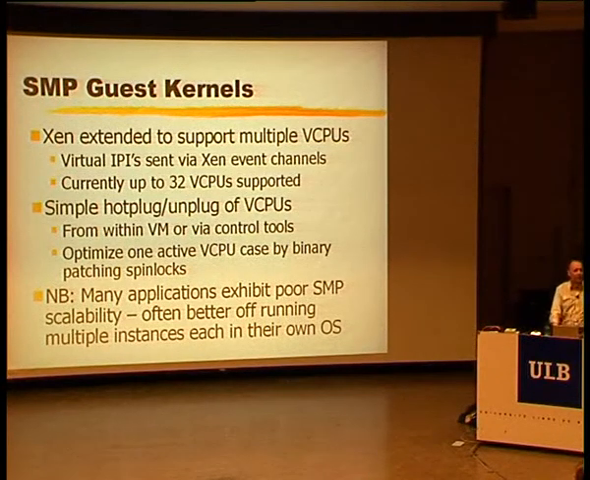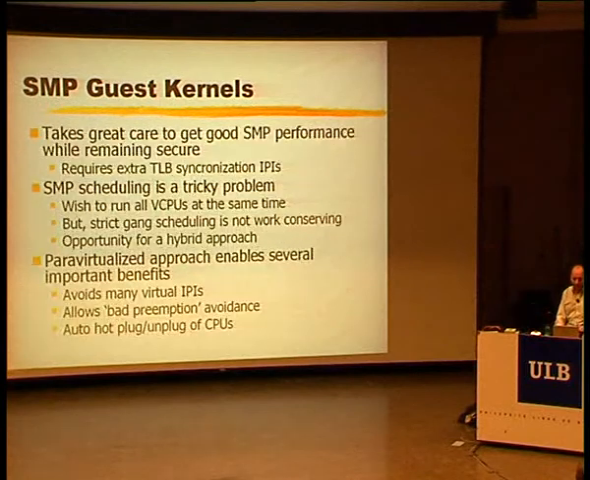Even for things which you'd expect to scale quite well, like Apache and Postgres, it turns out you're much better off running multiple copies if you can. So the paravirtualized approach has a number of benefits that really enable us to get pretty good SMP performance. It's very hard to do if you're doing a fully virtualized approach, because the kernel can give the hypervisor a lot of help and avoid a lot of calls and traps down into the hypervisor by making a few changes to the kernel code.